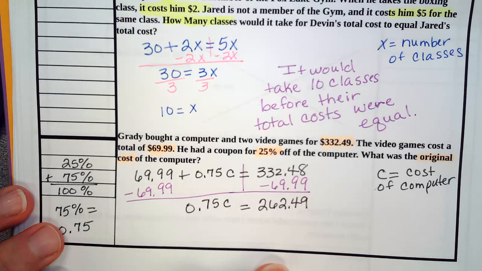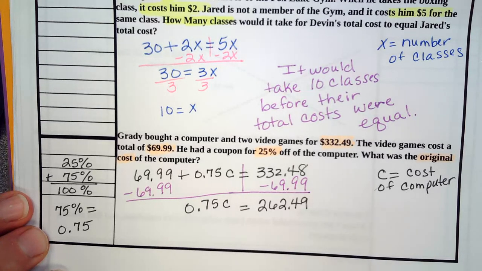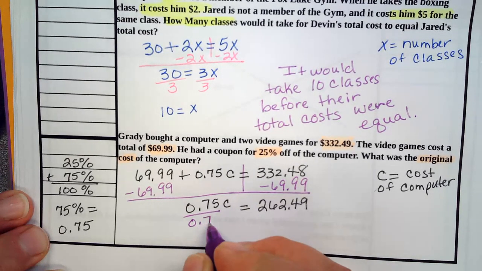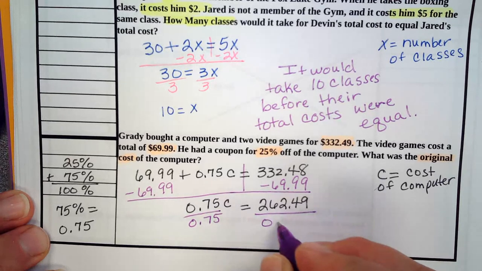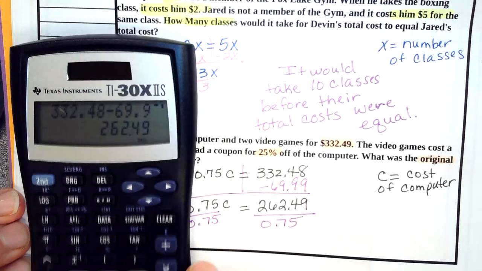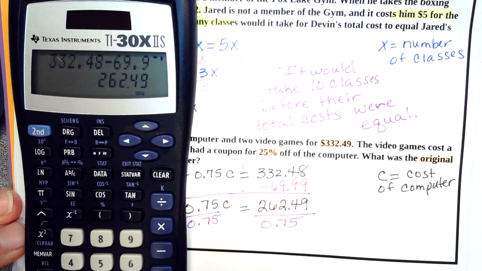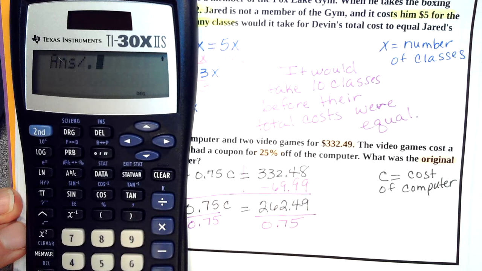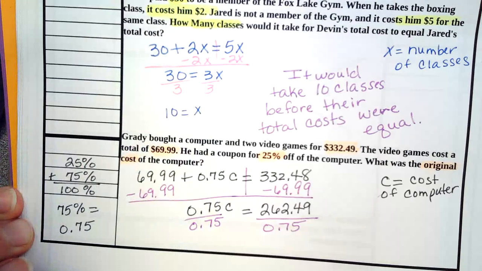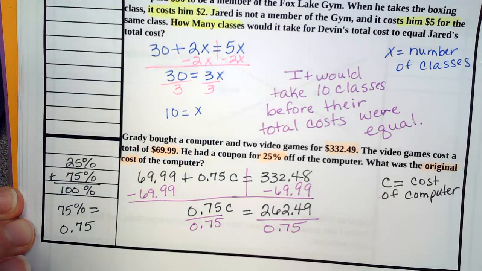I can actually divide. Using my calculator, I can divide by the decimal, which is what I would do if I had a calculator. If I did not have the calculator, then I would multiply by 4/3, which is the reciprocal. I'm going to divide by 0.75. Okay, so I'm going to start with 262.49, and I'm going to divide by 0.75, and I get 349.99.